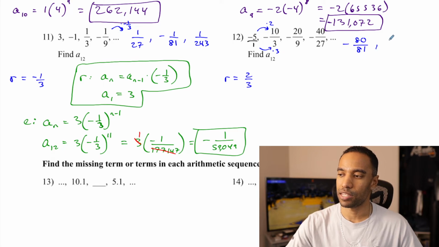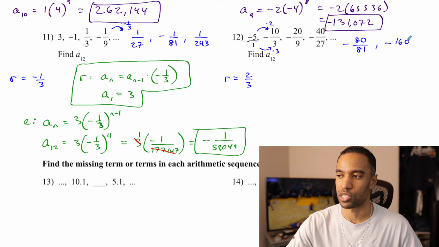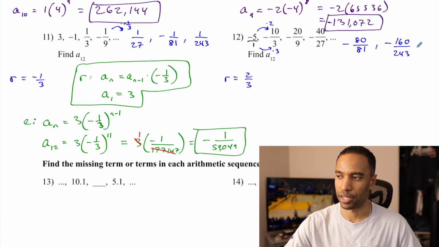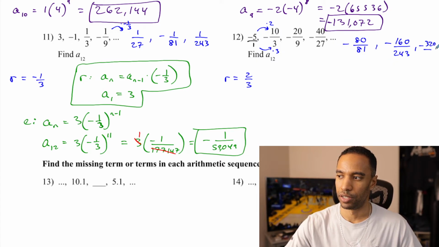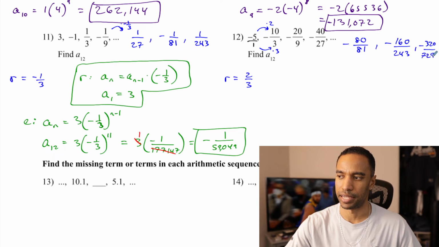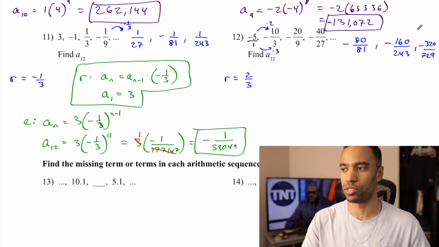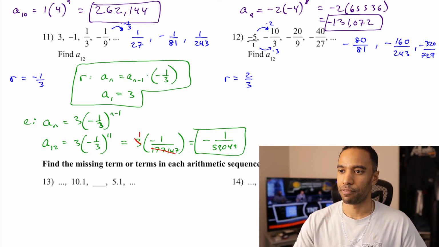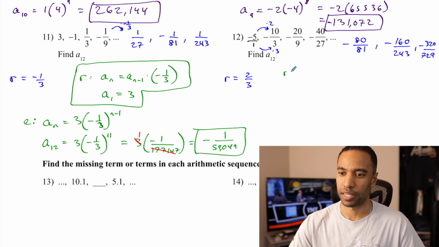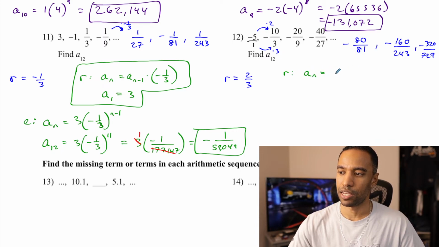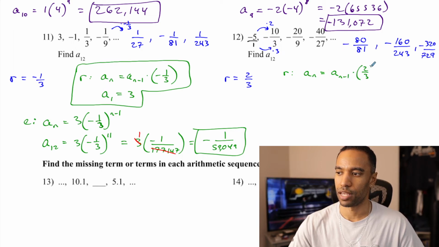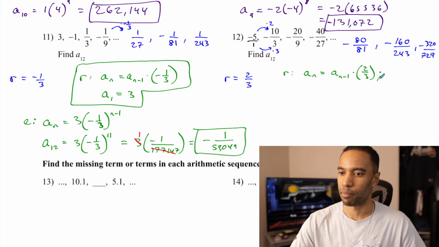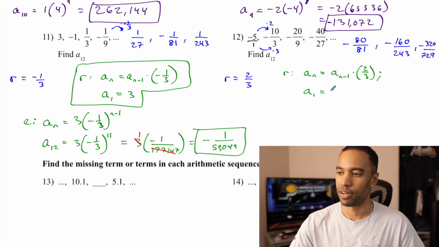So negative 80 times 2 is, or 80 times 2 is 160. 81 times 3 is 243. And then one more here, negative 320 over 729. So that is those, times 2/3 over and over there. All right, recursive, common ratio. Recursive formula here is a sub n equals a sub n minus 1 times that positive 2/3, as that was our common ratio, and starting from an a sub 1 of negative 5.